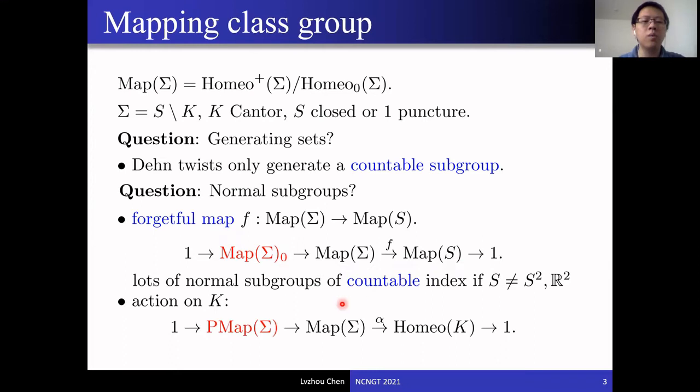On the other hand, we also have an action on the Cantor set since it's preserved. And again, you can verify that this homomorphism is surjective, and the kernel consists of those mapping classes that fix the Cantor set pointwise. And that's exactly giving us the subgroup of pure mapping classes. And this pure mapping class group is an uncountable index normal subgroup simply because the image group is uncountable.